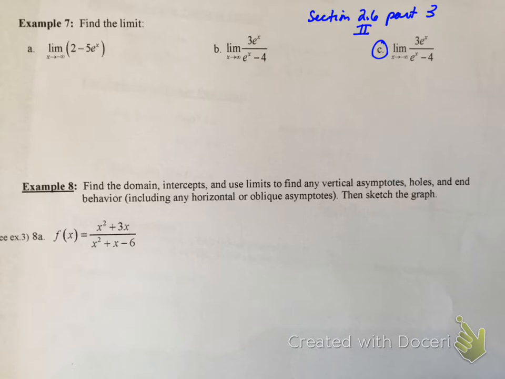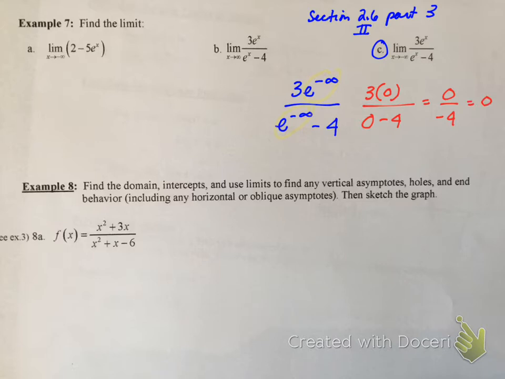We have the limit as x is approaching negative infinity. And when we plug that in, we get 3e to the negative infinity over e to the negative infinity minus 4. Now, if you remember from the rules, e to the negative infinity is 0. So I get 3 times 0 over 0 minus 4. So what I get is 0 over negative 4, which is 0. So the answer to this one is 0.